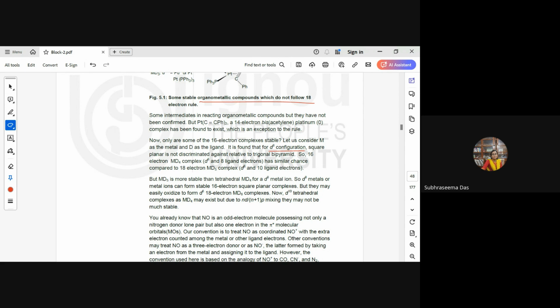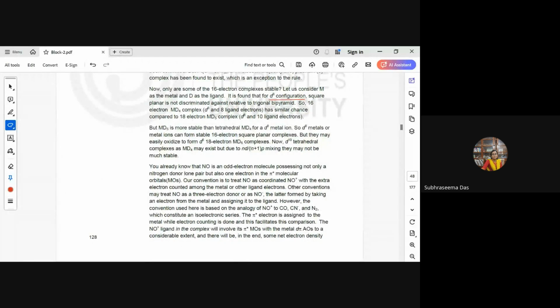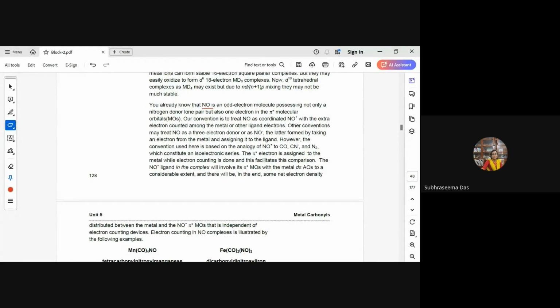These d8 configurations have a similar relationship to the 18 electron rule. So now this is all about the 16 electron complexes. Now we will talk about NO. NO is nitrosyl and it is an odd electron molecule.